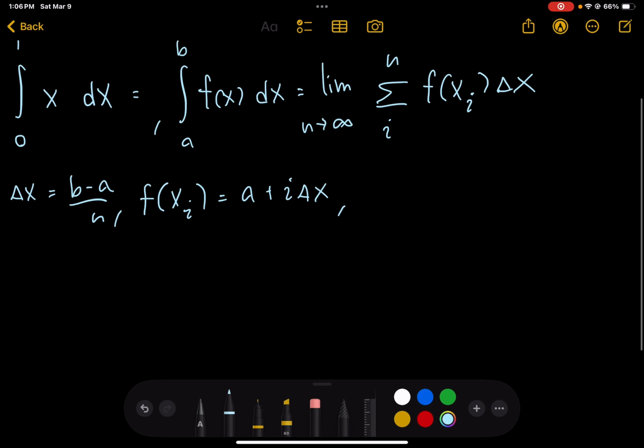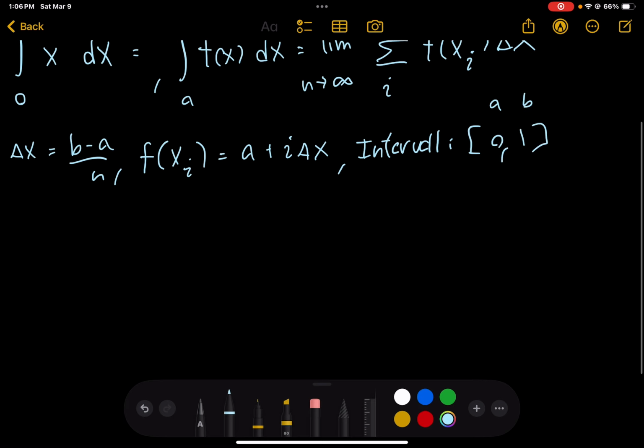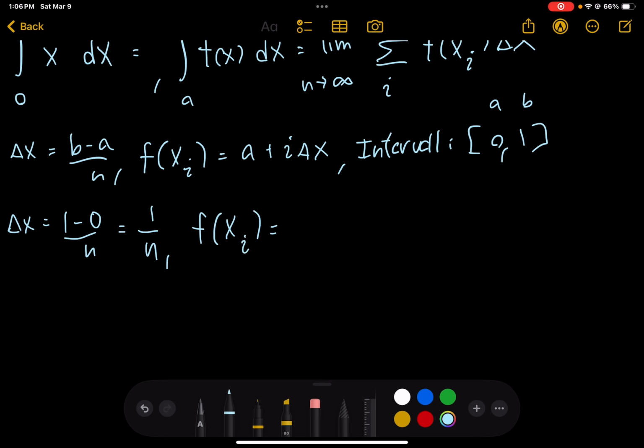And in this case, our interval is from 0 to 1. And this is our a and this is our b. So delta x is 1 minus 0 over n, which is 1 over n. And our f of x sub i is a plus i delta x, which is 0 plus i delta x. But we said delta x was 1 over n. So this is i over n.